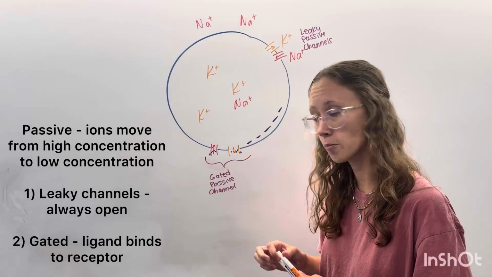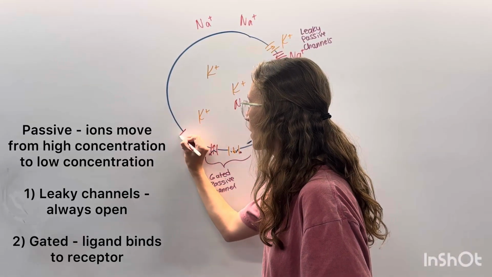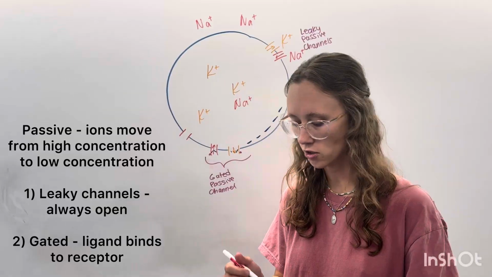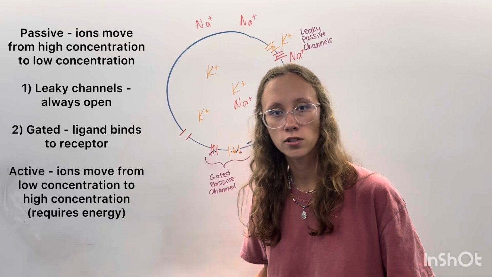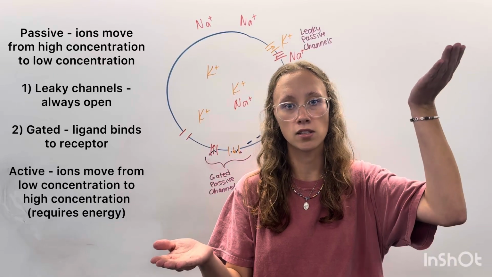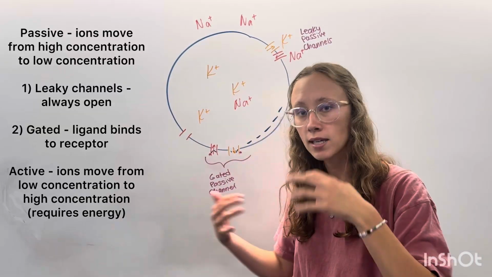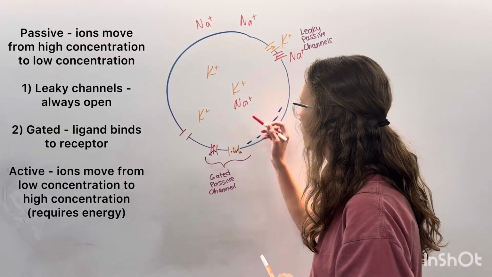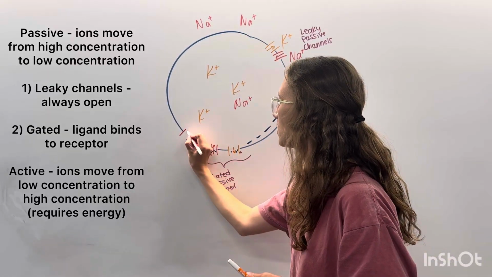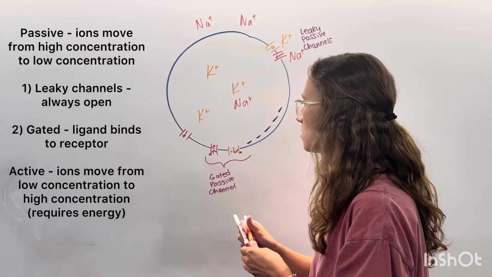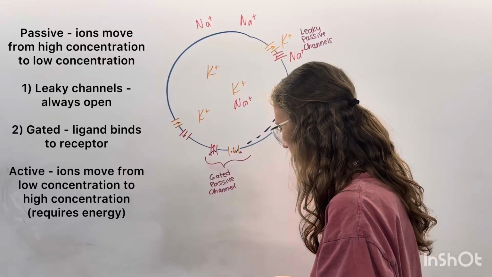But the last type of transport is active transport. And active transport means we're going against the concentration gradient. So we're going from an area of low concentration to an area of high concentration. So essentially we're making this difference even greater. We're going against the gradient. So we're going from an area of low to an area of high. So our sodium is going to be leaving the cell and potassium is going in. So we're flipping the direction here for active transport.